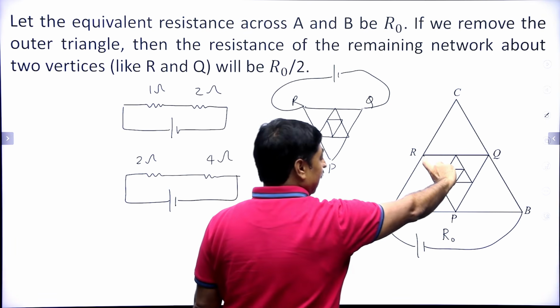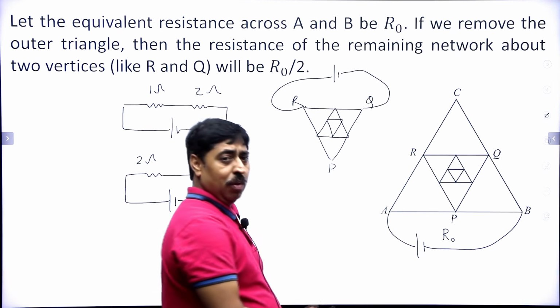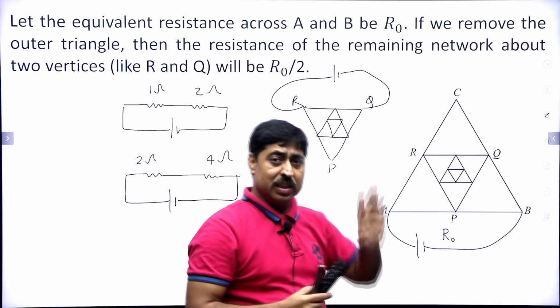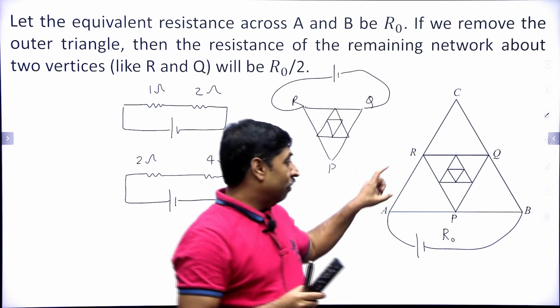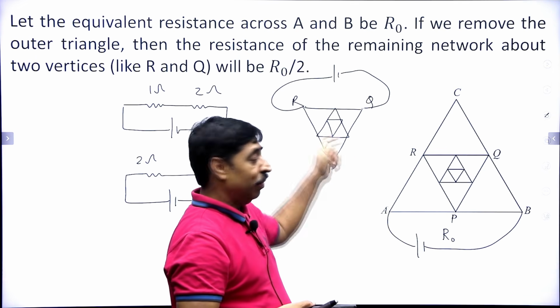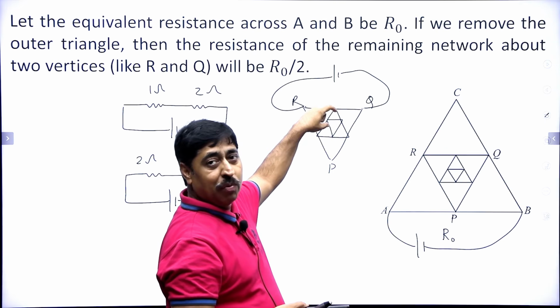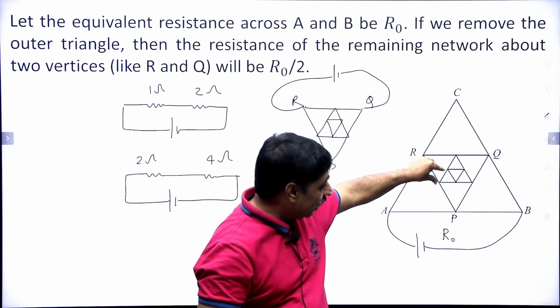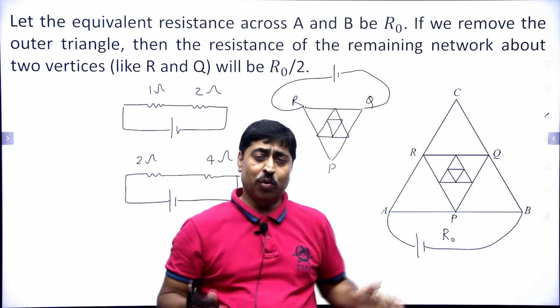If resistance of this side is half ohm, then resistance of this side will be 1/4 ohm. So actually these two circuits are same, and there is one and only one difference. Here value of resistance is 1 ohm, then here it is half ohm. If here the value of resistance is half ohm, then here it is 1/4 ohm. If here the value of resistance is 1/4 ohm, then here it is 1/8 ohm, and so on and so forth.